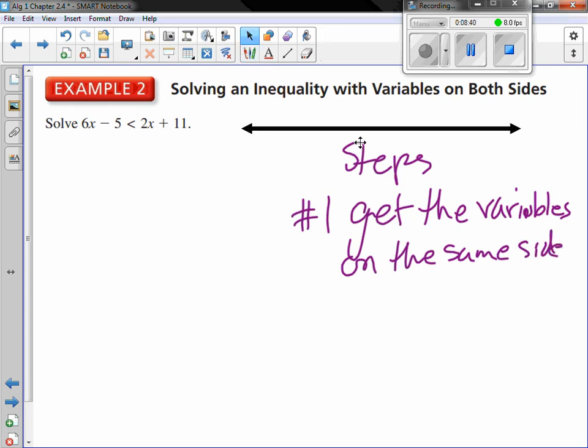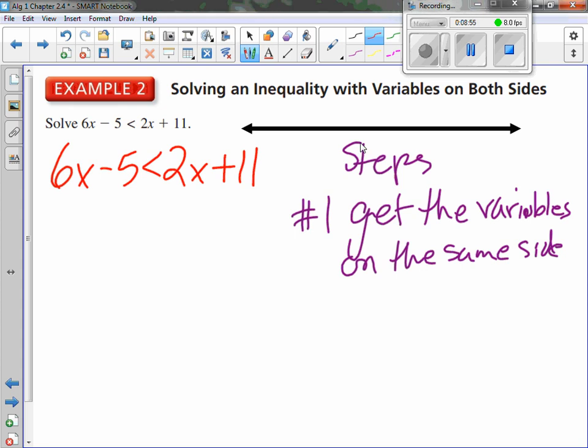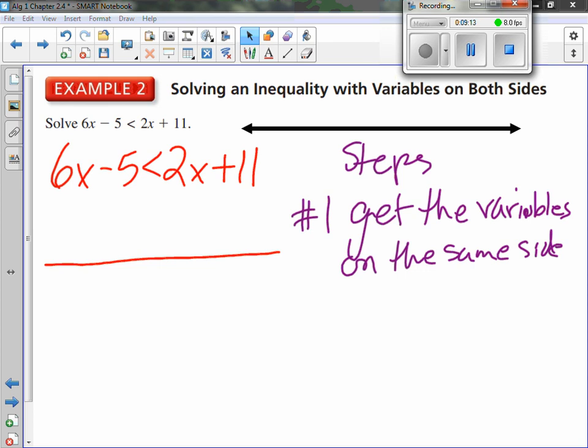And we would do that by adding or subtracting the variables from one side to the other. So here we have 6x minus 5 is less than 2x plus 11. So we're going to add or subtract. So would you want to move everything to the 2x's side, or everything to the 6x's side? So we'll move everything to the 6x.